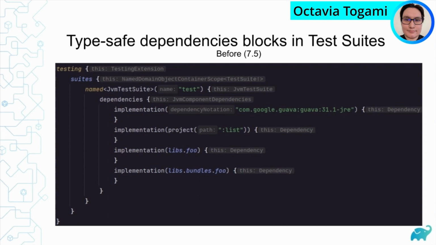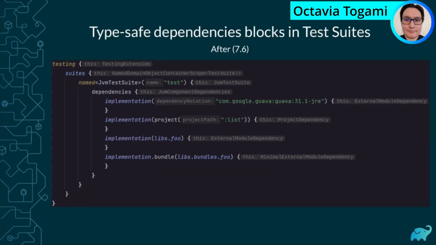So now in 7.6, this has been changed. So you can see now we have external module dependency or project dependency, or again, external module dependency for version. And these are all possible to now just configure without needing to cast or anything beforehand. And the other thing is that we've also changed bundle due to the way that this typing works. So you will have to write implementation.bundle in order to add bundles in this dependencies block.